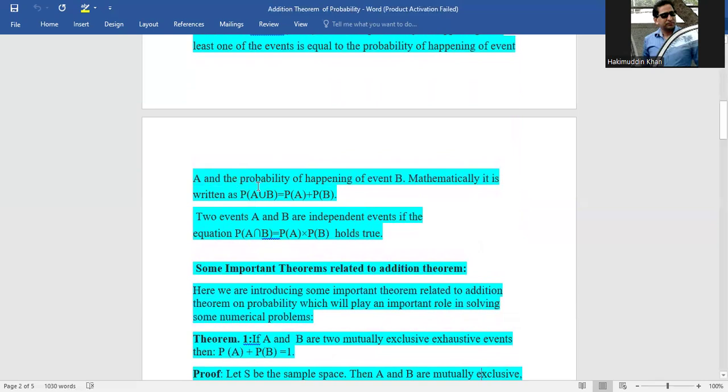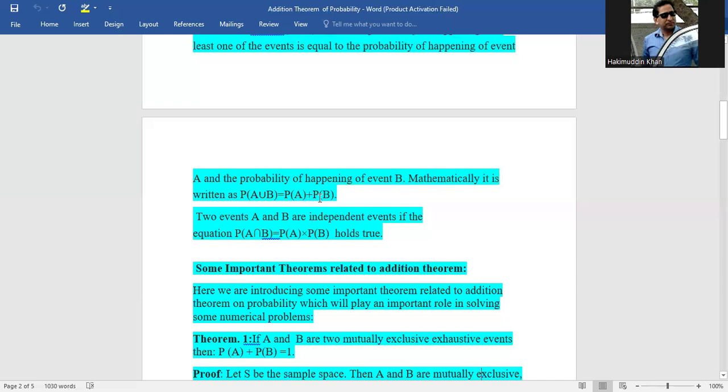Therefore, P of A union B becomes P of A plus P of B, because here, what was there? P of A union B is equal to P(A) plus P(B) minus P of A intersection B. But in the case of mutually exclusive events, P of A intersection B becomes 0. That's why the final formula for mutually exclusive events using the addition theorem on probability is given by P of A union B is equal to P of A plus P of B.